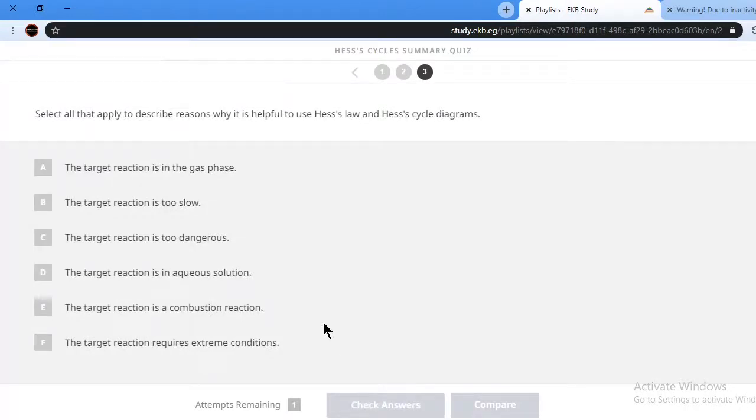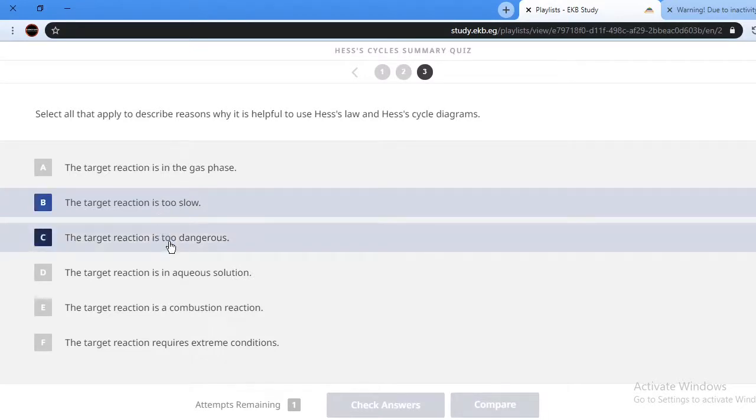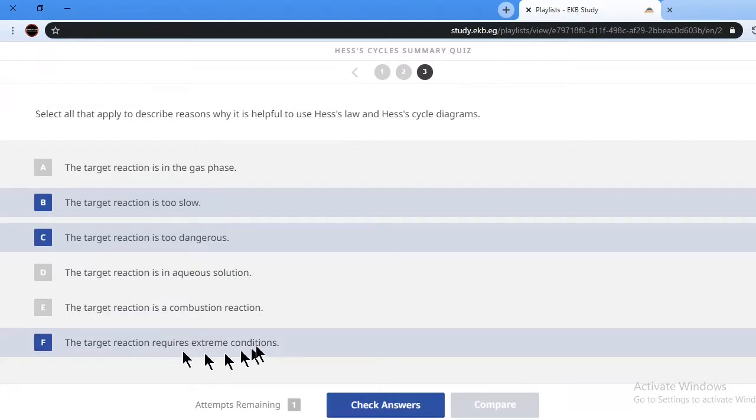Select all that apply to describe reason why it is helpful to use Hess law and Hess cycle diagram. First of all, the target reaction is too slow. The target reaction is too dangerous. The target reaction requires extreme condition.